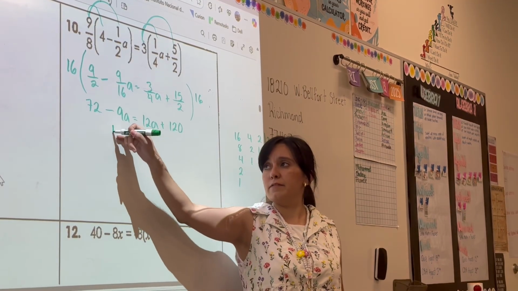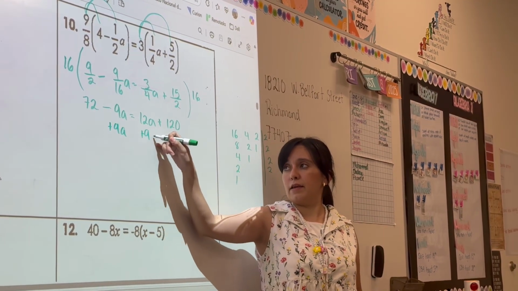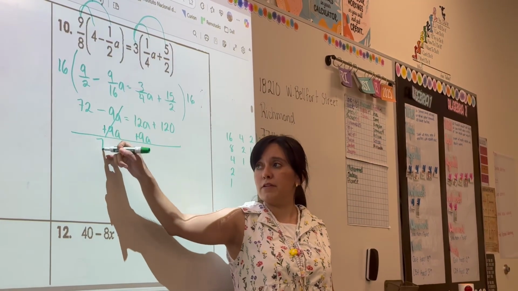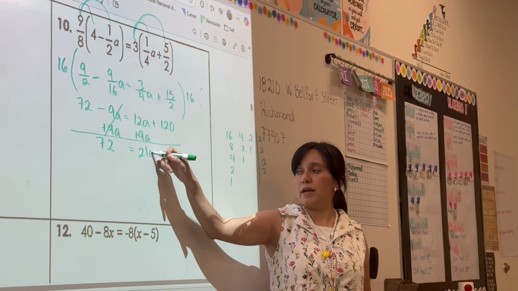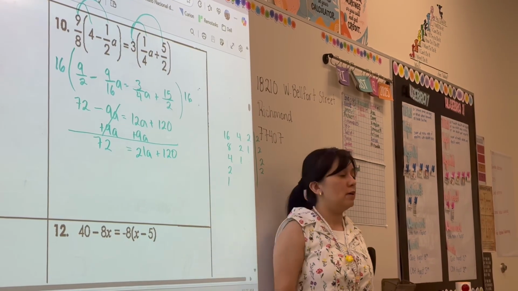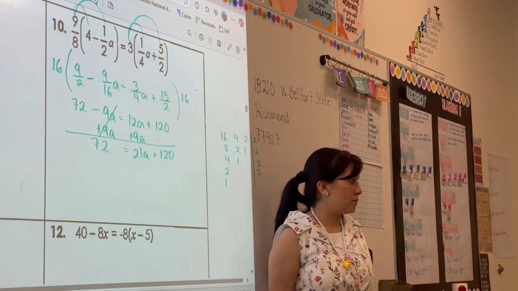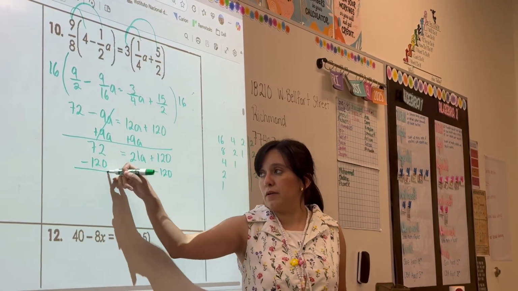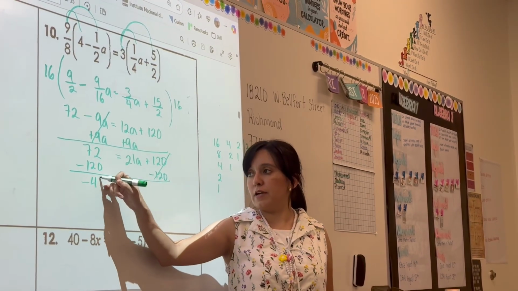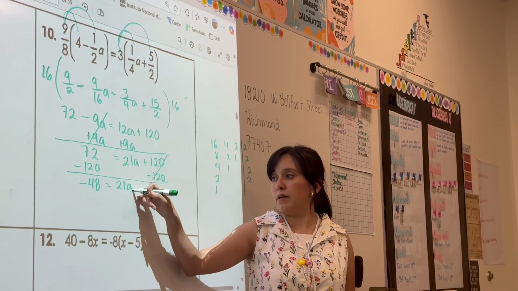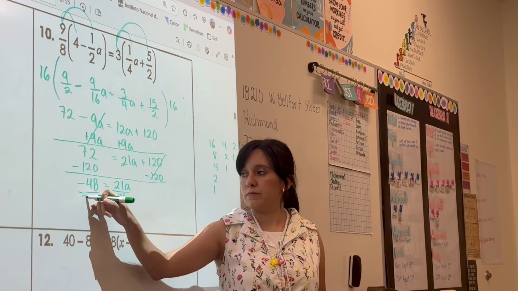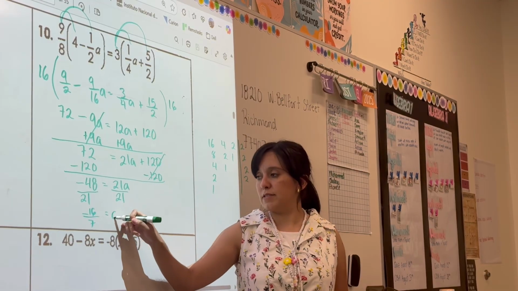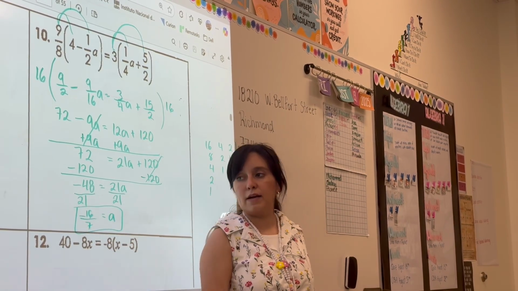Okay, add 9a and that 9a. And we're going to get 72. 21a plus 120. What do we get rid of? 120. Okay, minus 120, minus 120. Negative 48 equals 21a, divided by 21, negative 16 over 7. Negative 16 over 7 equals a. Guys, questions?